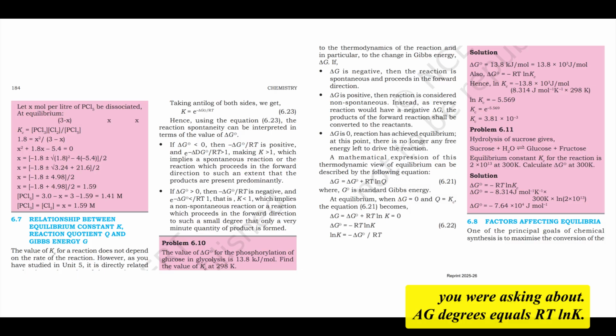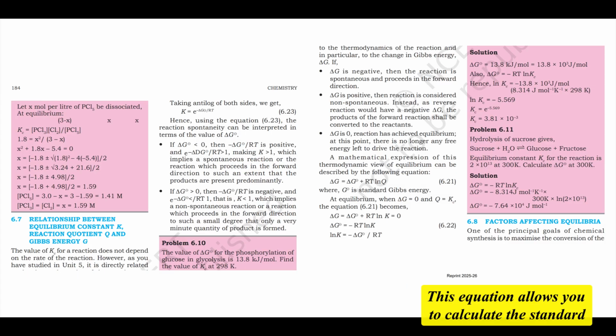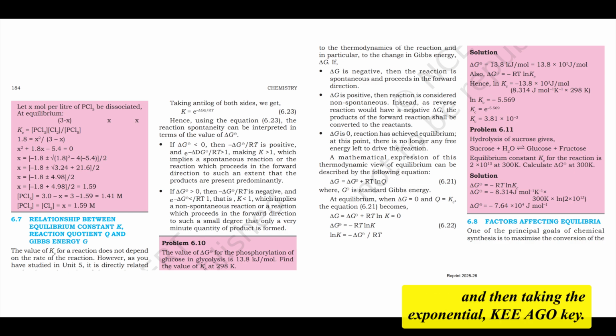ΔG° equals −RT ln K. This equation allows you to calculate the standard Gibbs energy change for a reaction if you know its equilibrium constant, and vice versa. You can also express K in terms of ΔG° by rearranging further: ln K equals −ΔG° over RT, and then taking the exponential, K equals e to the power of −ΔG° over RT.